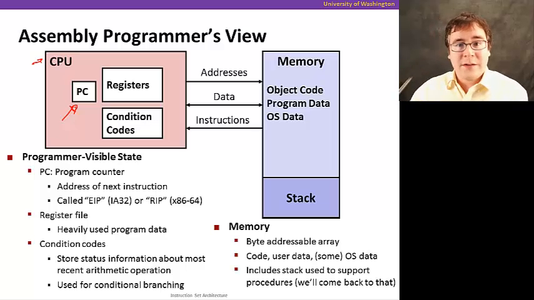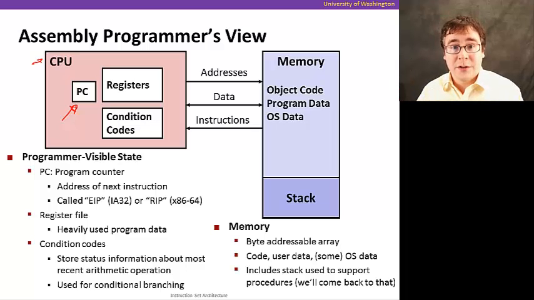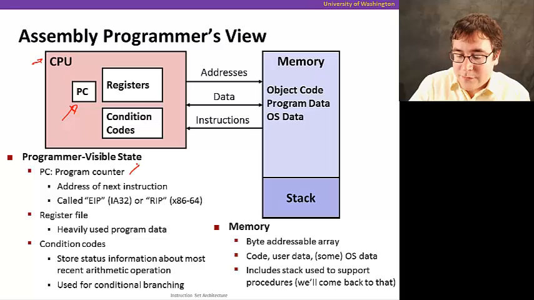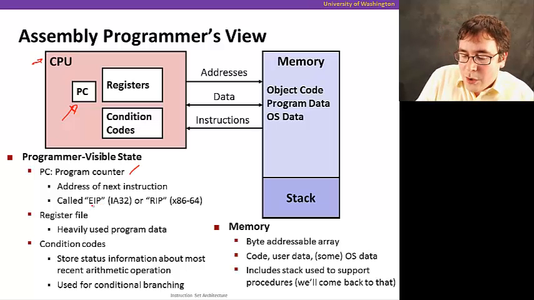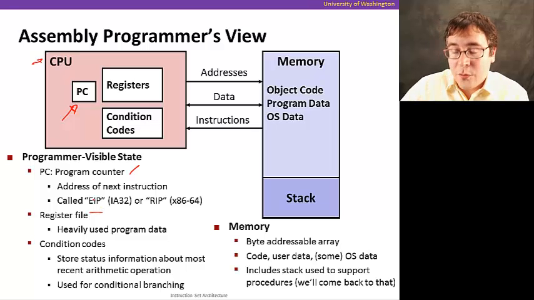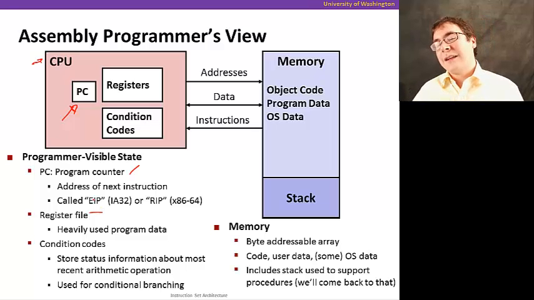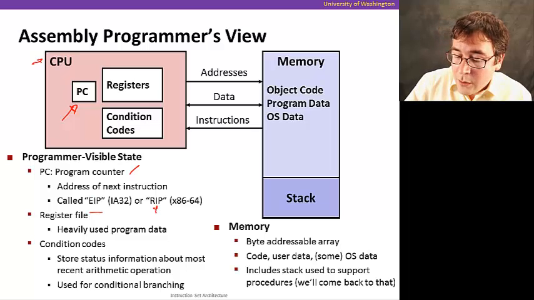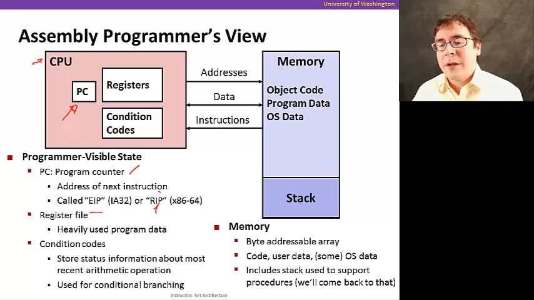Remember that a computer executes one instruction after the other, and the program counter tells which instruction is going to be executed next. By the way, it's also called EIP in IA32, where IP stands for instruction pointer and E stands for extended instruction pointer. And now in RIP, IP in this case also means instruction pointer in x86-64. These are just names for the program counter.